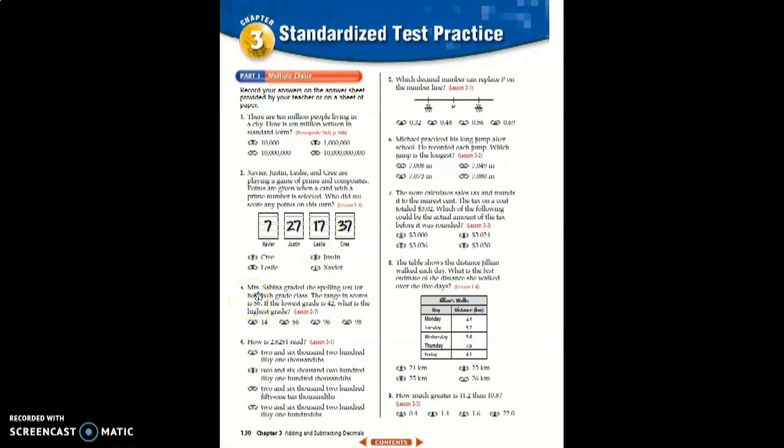3. Mrs. Sabina graded the spelling test for her 6th grade class. The range in scores is 15.6. If the lowest grade is 42, what is the highest grade? 4. How is 2.6256 read?